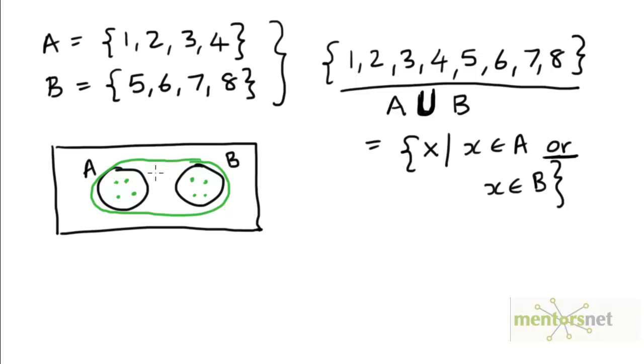And of course we have to assume here that there are no points located in this region, because we are only taking the union of A and B. We are not adding to the union any other elements that were neither in A nor in B.